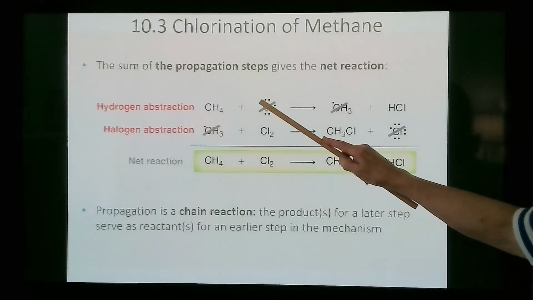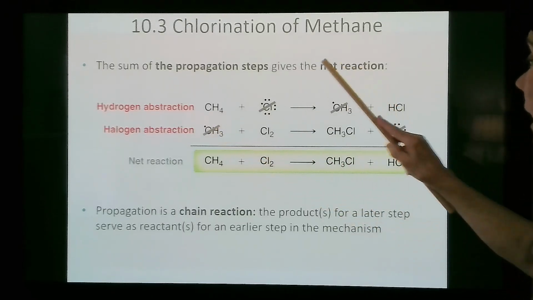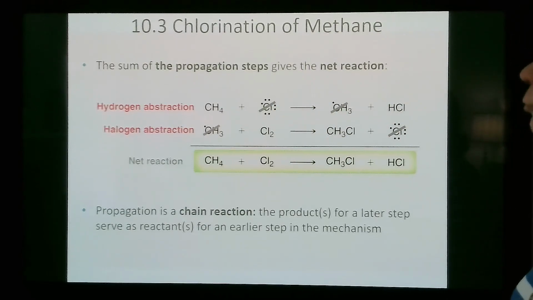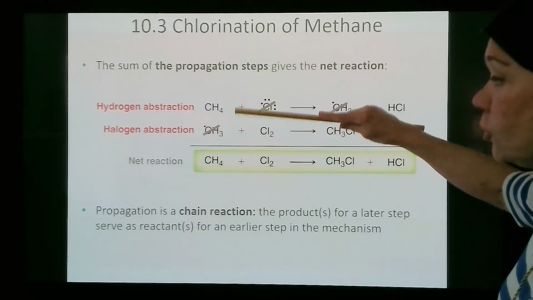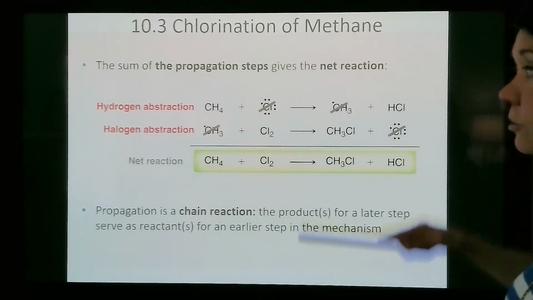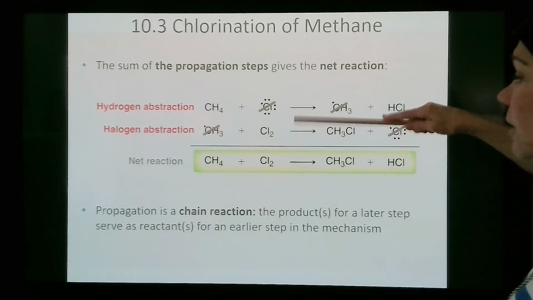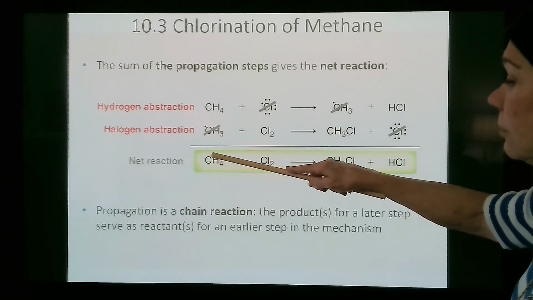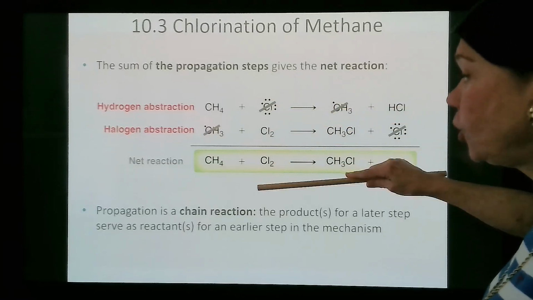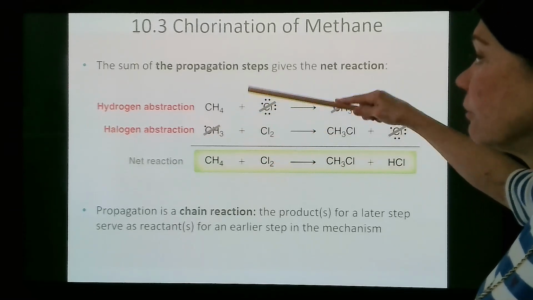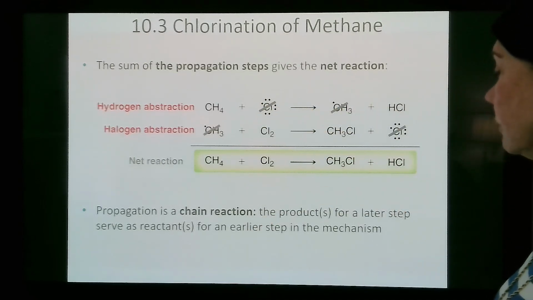while the radicals are generated and consumed over and over and over. Each one of these propagation cycles is called a turnover. So you have a turnover there. And every time that you have the turnover, you are converting reactants to products. And so that's what makes this a chain reaction, is that it occurs over and over and over by these propagation steps.